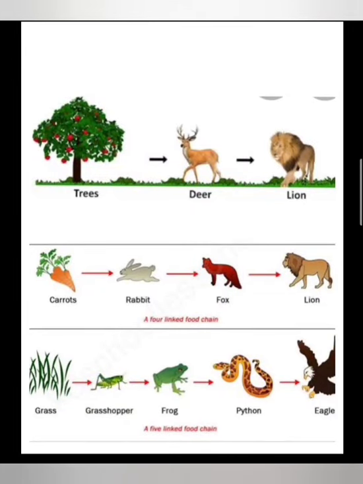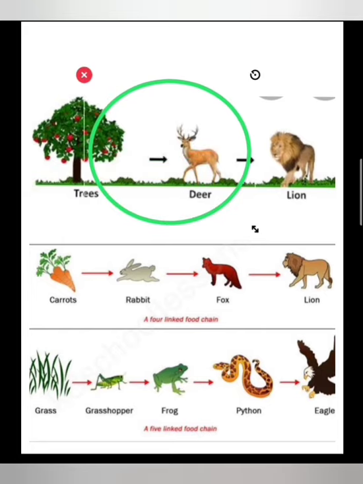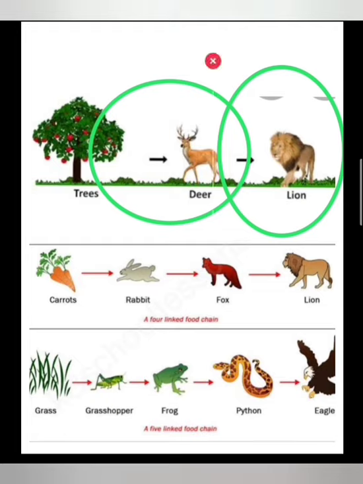Let us see some examples of food chains. Here in the first food chain, the plant is eaten by a deer and the deer is eaten by a lion. This food chain completes here only. It's a two animal food chain, and a food chain always begins with a plant or any part of a plant.